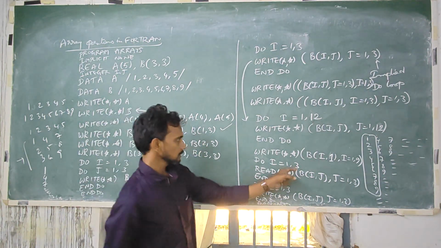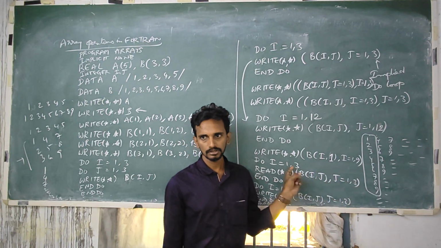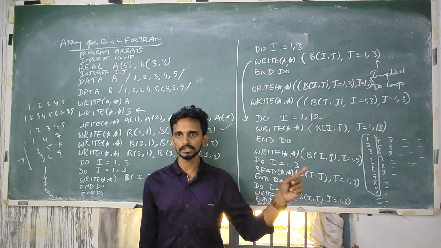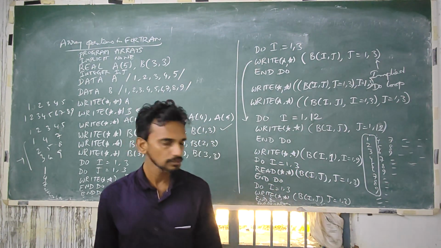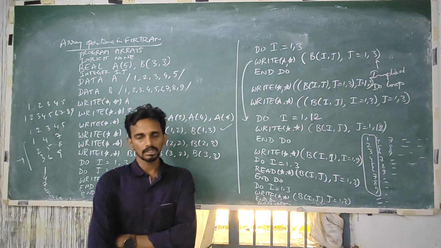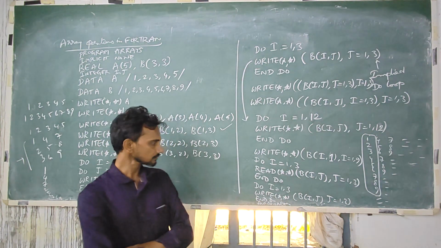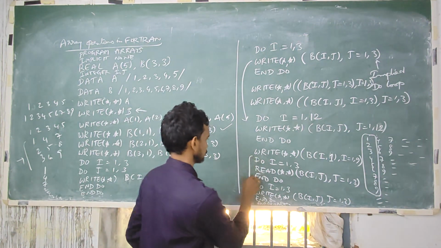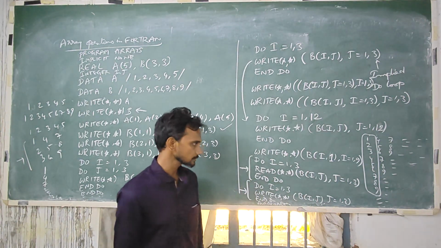So what happens? It starts with I = 1, j becomes 1, 2, 3. So reading also takes place row wise: 1 1, 1 2, 1 3, then 2 1, 2 2, 2 3, 3 1, 3 2, 3 3. Writing also happens in row wise sequence. So this is a convenient way of reading and writing for our purposes.